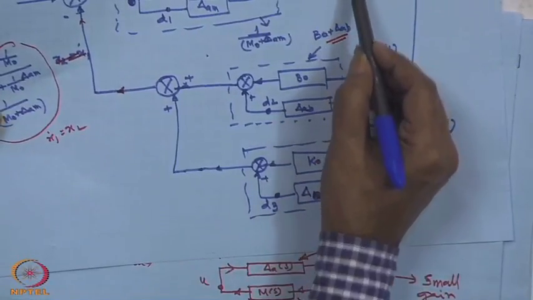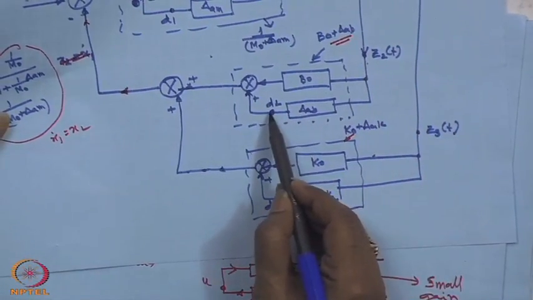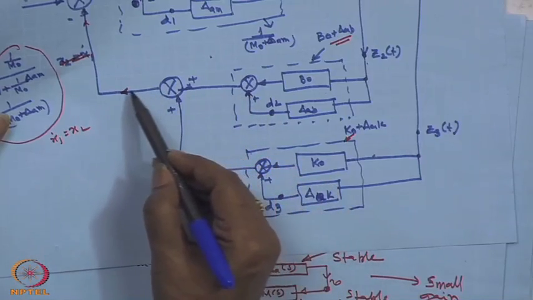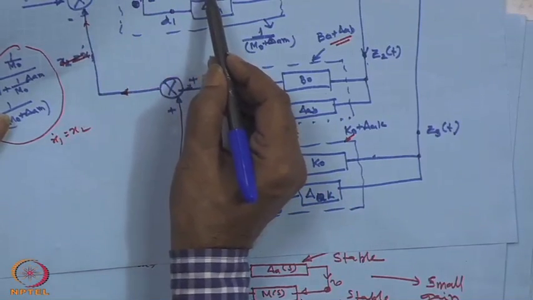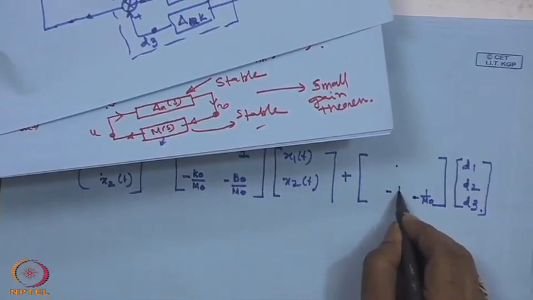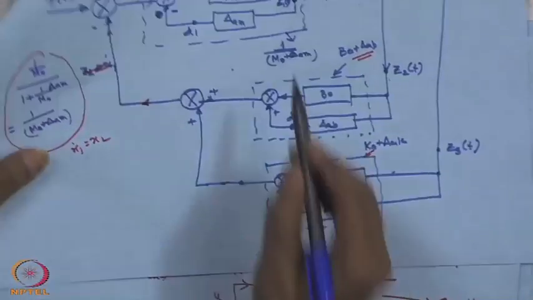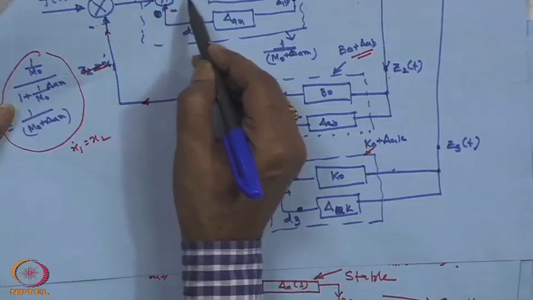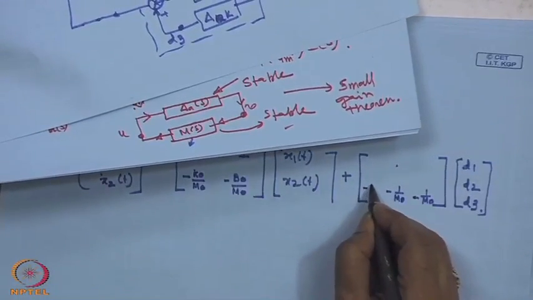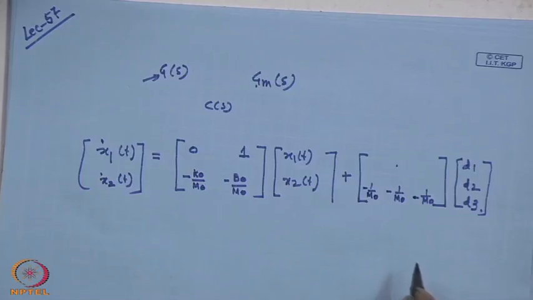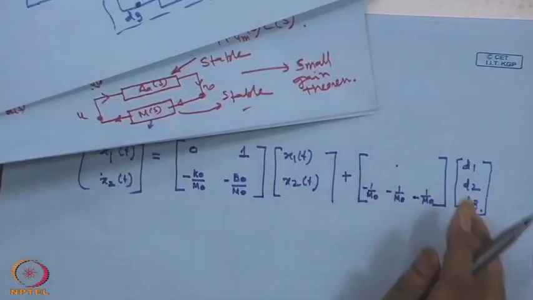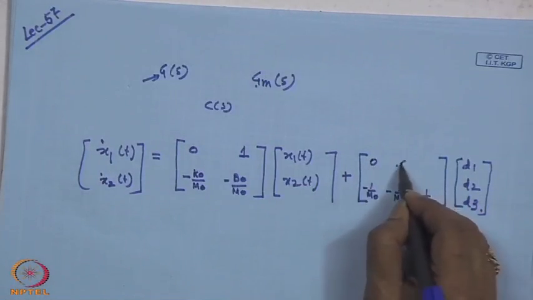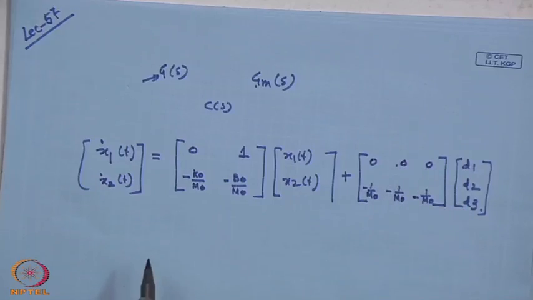Now, d 2 is x 2 multiplied by delta b is d 2. Then going this way with a minus sign, multiplied by 1 by m 0. So, minus sign is there, so it will be minus 1 by m 0. Similarly, d 1 is going this way, with a minus sign, so it is minus 1 by m 0. And other terms are not there, so this is 0, 0, 0. Okay? So, what is left? The only signal left is F.